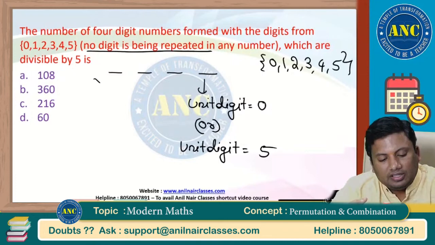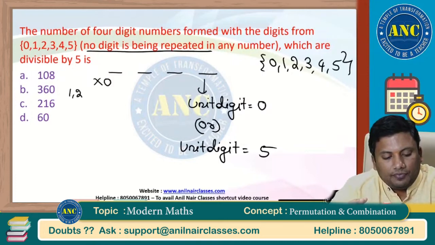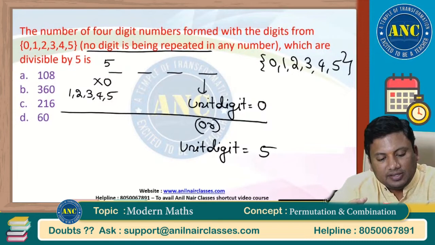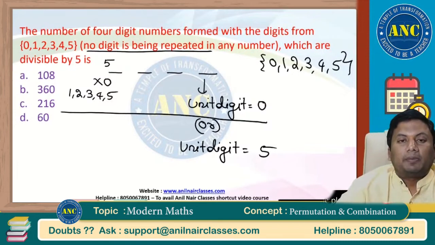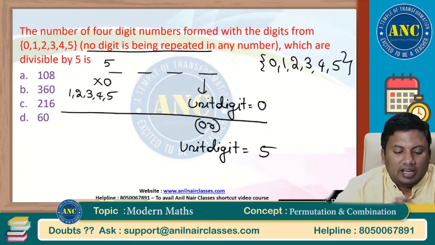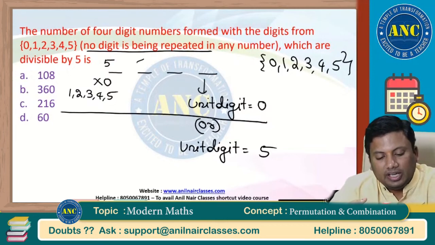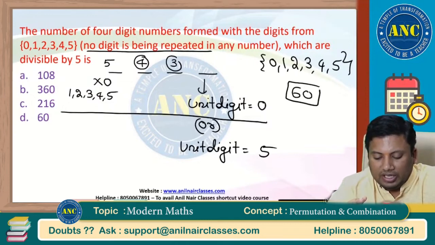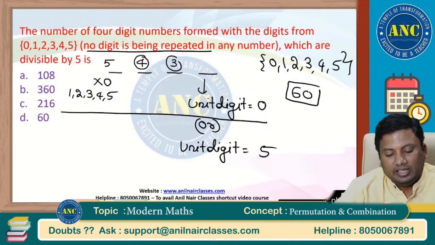If 0 is there, here 0 cannot come. So here 1, 2, 3, 4, 5: 5 digits can come, so it is 5 ways. Now digits are not repeated. 6 digits are there, leftmost and rightmost are fixed. Remaining 4 digits, then remaining 3 digits. So this is nothing but 60. 60 is the case where the unit digit is 0.